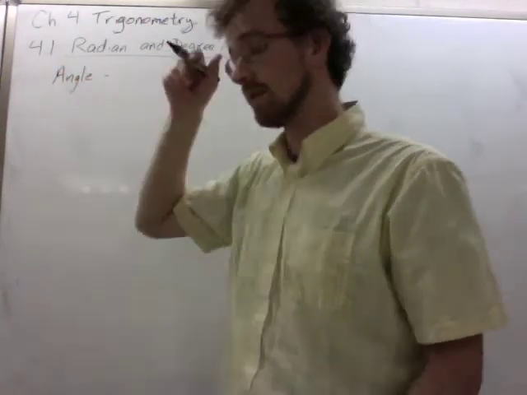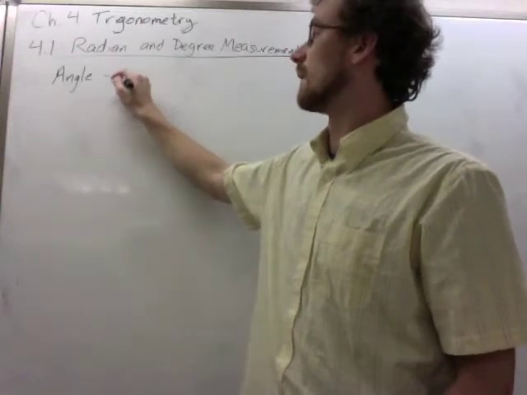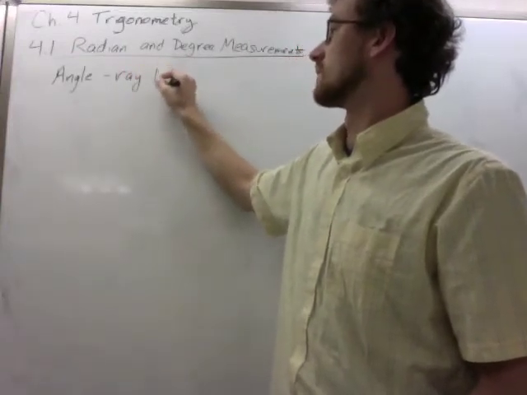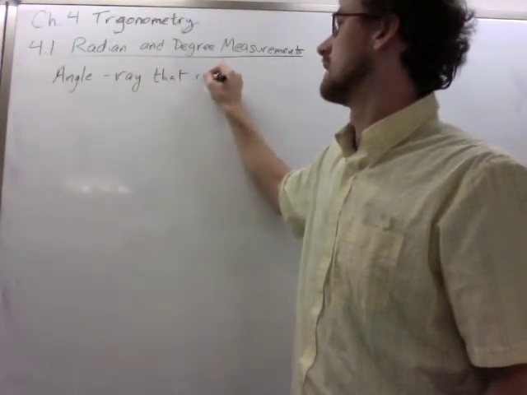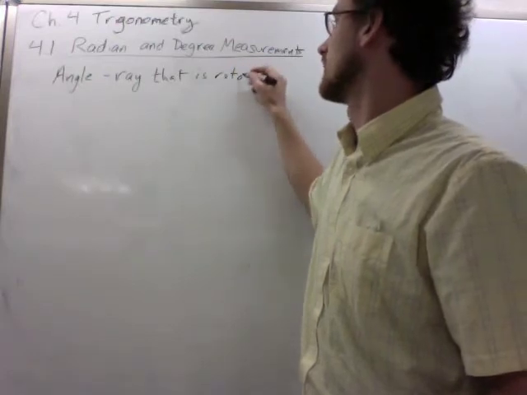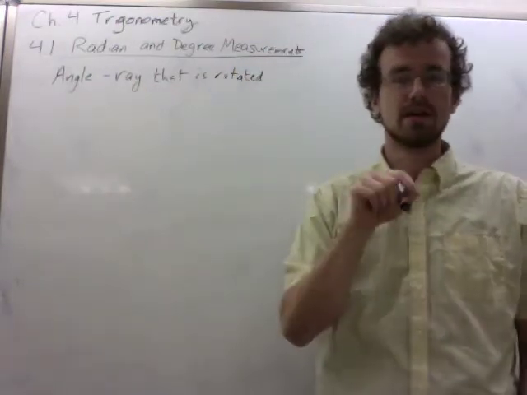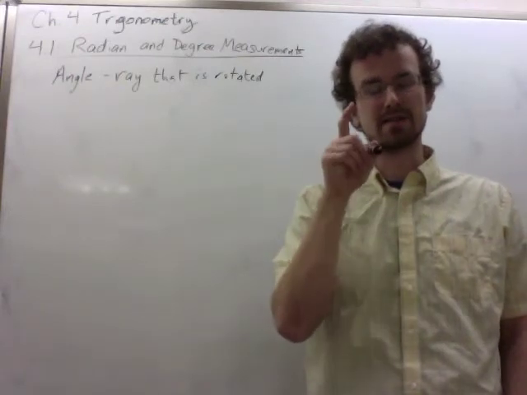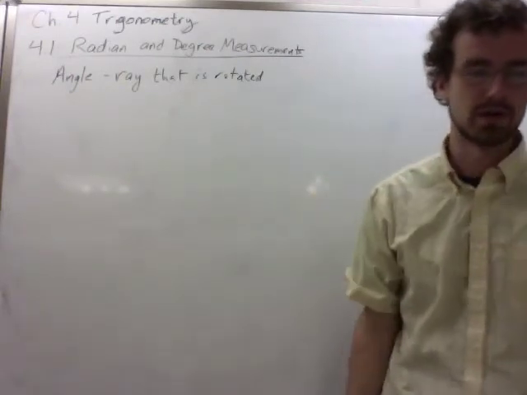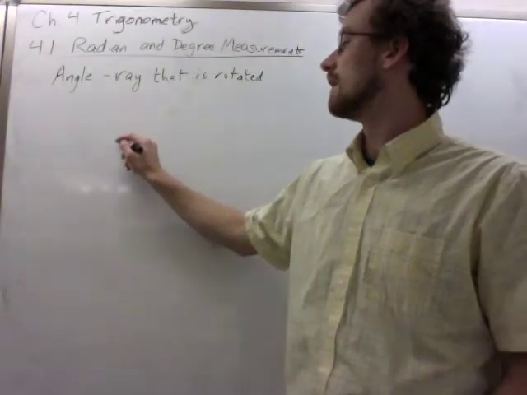We know an angle. You kind of know what an angle is. We define it as a ray that is rotated. Remember, a ray is just kind of half a line. It starts at a point and goes on forever in one direction. And we have an angle.